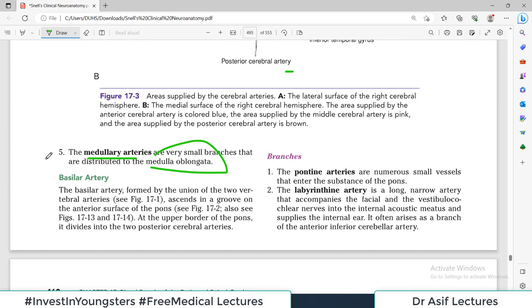So, ek dafa jab ye sari branches nikal jati hain, then at the lower border of the pons, what happens? Ke dono vertebral arteries fuse karti hain, and they make a single basilar artery. Ab ye jo basilar artery banti hai, it is formed, maine kai dafa ab ye baat bata di, by the union of two vertebral arteries. It ascends in a groove on the anterior surface of the pons, and at the upper border of the pons, the artery divides into two posterior cerebral arteries.